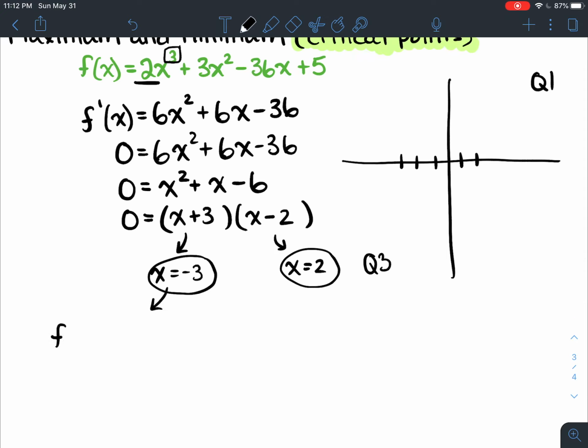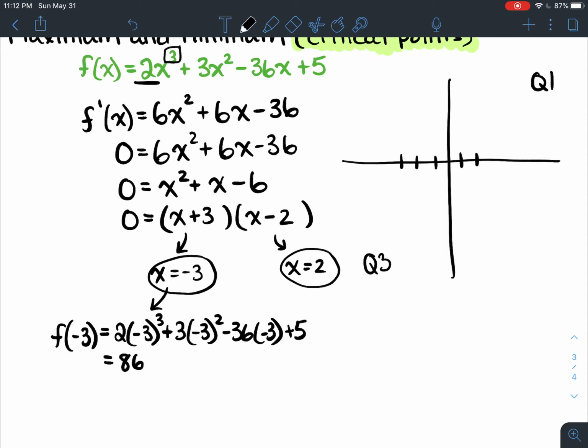So let's go back to our original equation, f of negative 3. If I sub that into my original equation, because that's what I'm trying to graph, okay, so I subbed in negative 3, and let's just say I do all that math. I get 86. Awesome. That's super easy to graph on my teeny tiny graph. So let's just say negative 3 and 86. Let's pretend that's like 86 up there. So I've got a point here.